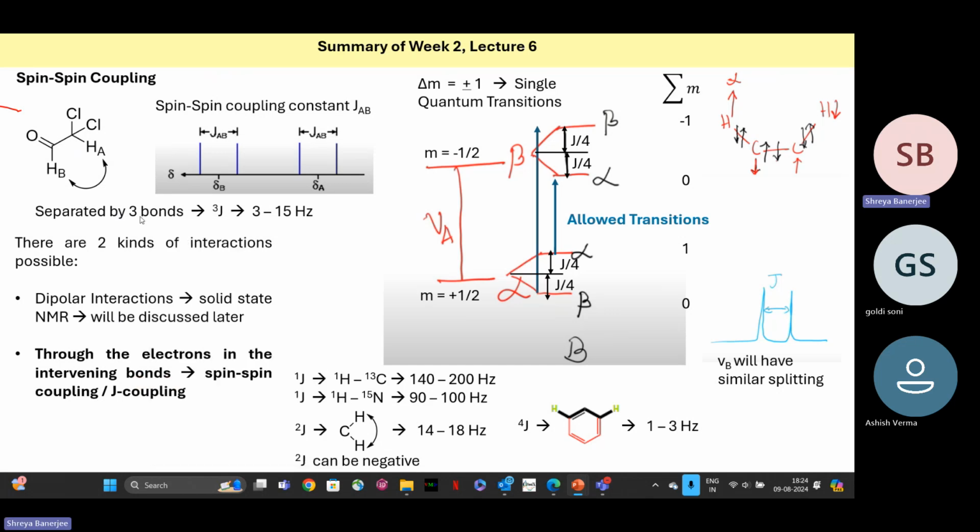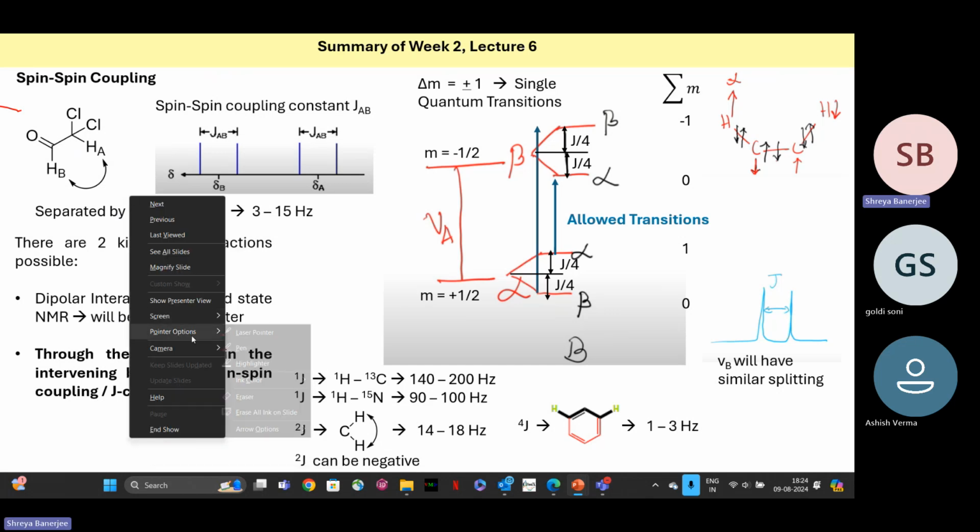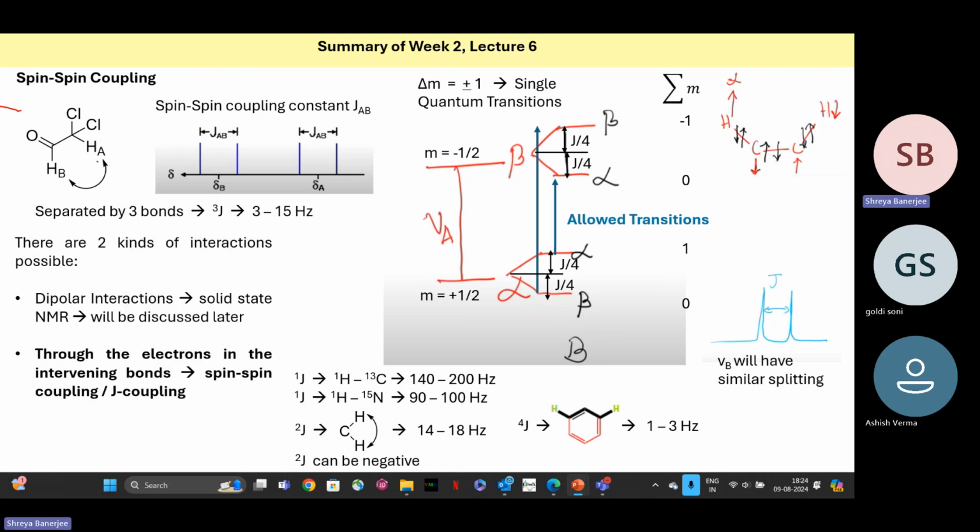So in this example, between HA and HB, there are three bonds. And so this is said to be a 3J coupling, because HA and HB are separated by three bonds.